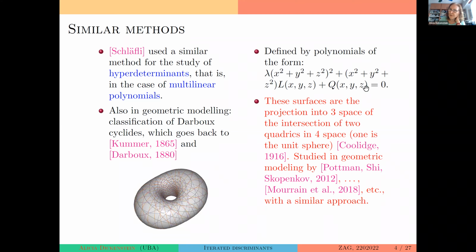These are polynomials of this form. This part is linear, this is quadratic, and this is degree 4. But in fact, Coolidge proved that these surfaces are the projection into 3-space of the intersection of two quadrics in 4-space. And they were also studied in the framework of geometric modeling, and we saw a recent article about this.